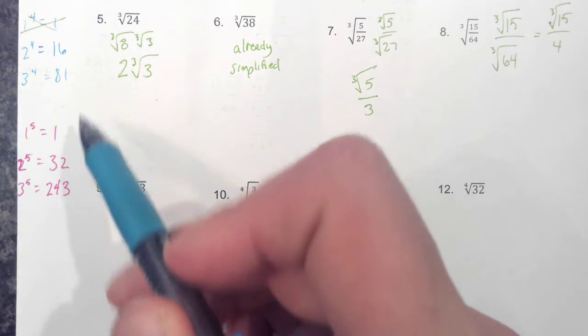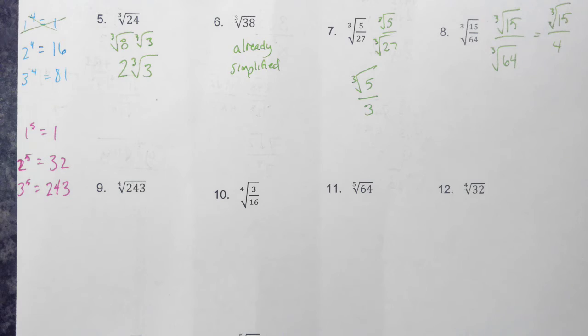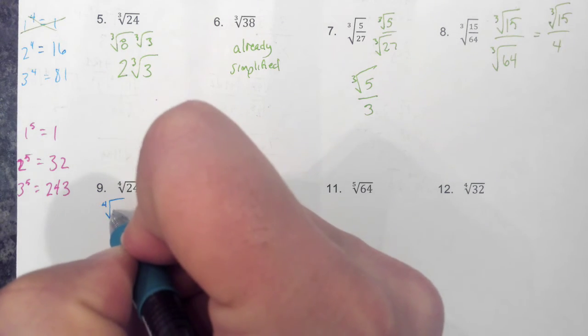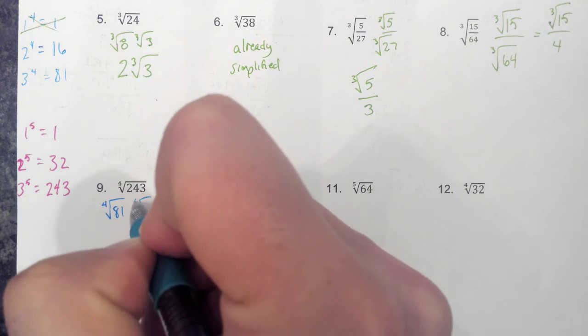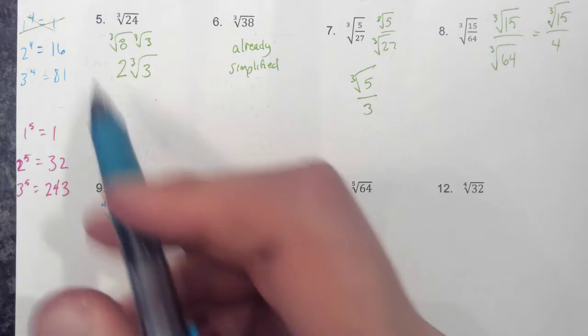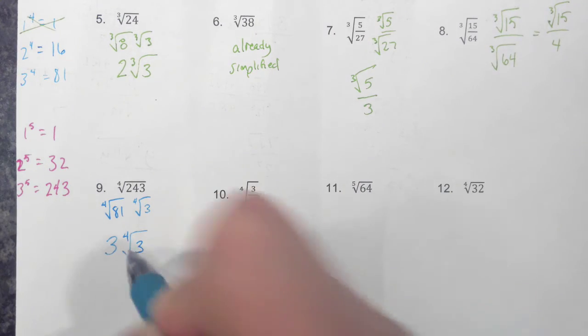Well, 81 does, because I know that 3 to the 5th is 243. That is kind of helpful for this. So 243 is the same as 81 times 3. So the 4th root of 81 times the 4th root of 3. And the 4th root of 81 is 3. So we get 3 4th roots of 3.